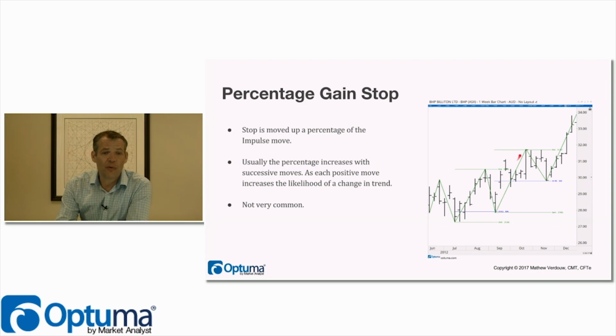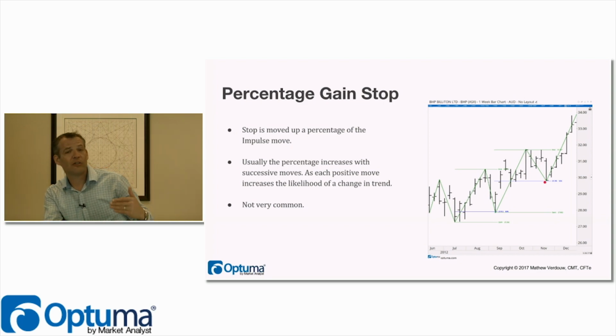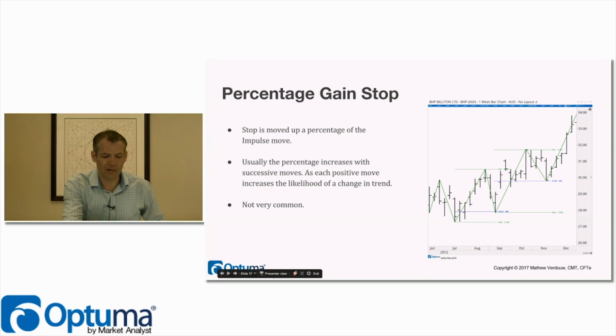On the next move up, we may say, right, now I'm only going to allow 50%. And then on the move after that, I'm only going to allow 25%, because my expectation is that the market is going to roll over soon. That's how percentage gain stops are used. Again, not really common, but something you need to be aware of.